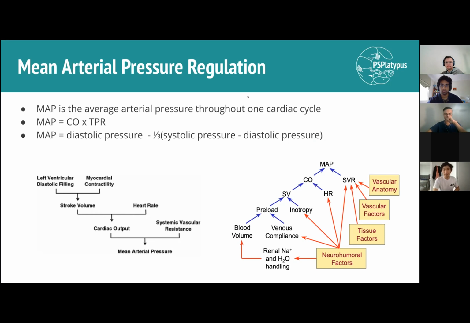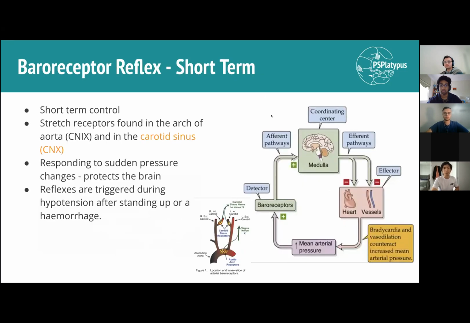Sweet. Although there's a lot of factors that affect this, such as vascular anatomy, whether or not the vessels are constricted, or if there's any damage to them, as year ones anyway, we only need to focus on two main ways that mean arterial pressure is regulated. The first one is our baroreceptor reflex. This is a very short-term and fast-acting response. So in long-term conditions, this is basically irrelevant.